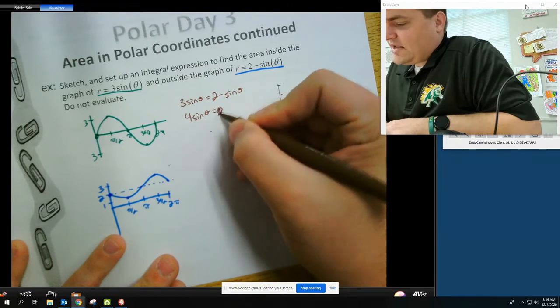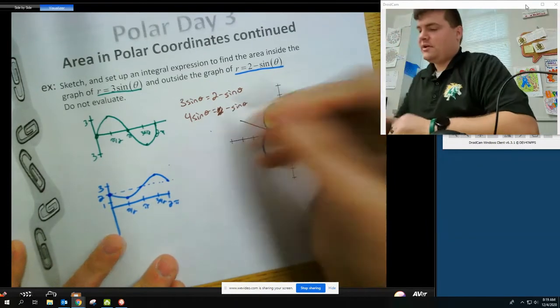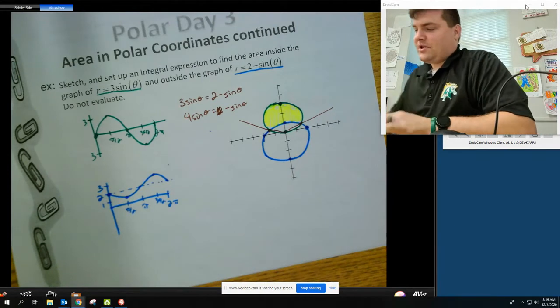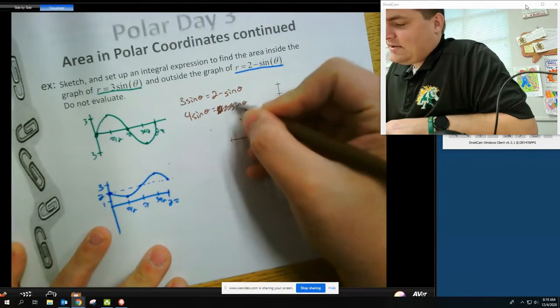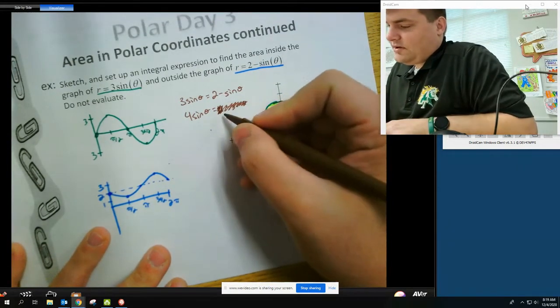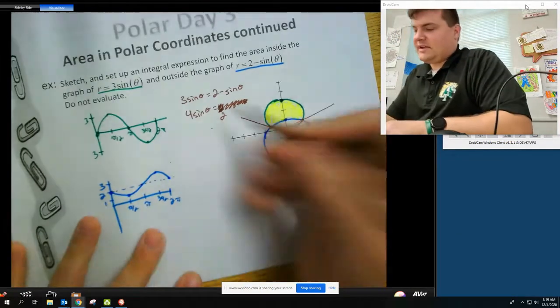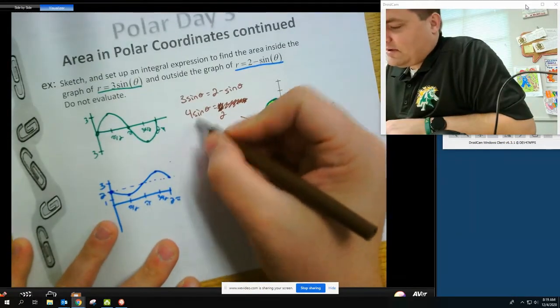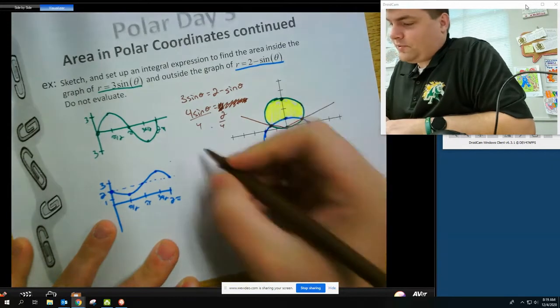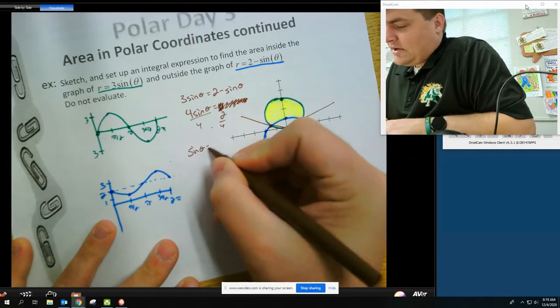Not 2, equals negative sine theta, because I moved that 2 over. Wait, no, I was right. It's early in the morning. Equals 2. And then to get sine by itself, divide by 4. So 4 by 4, sine of theta equals 1/2.